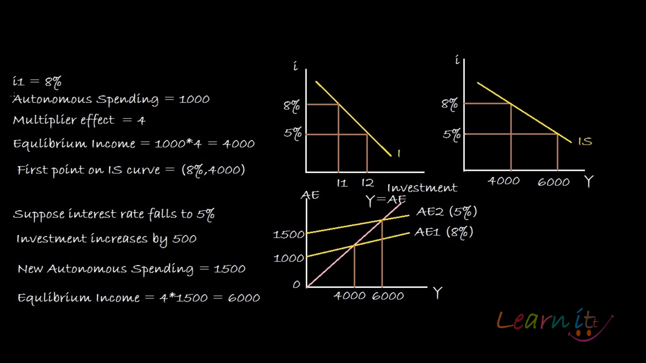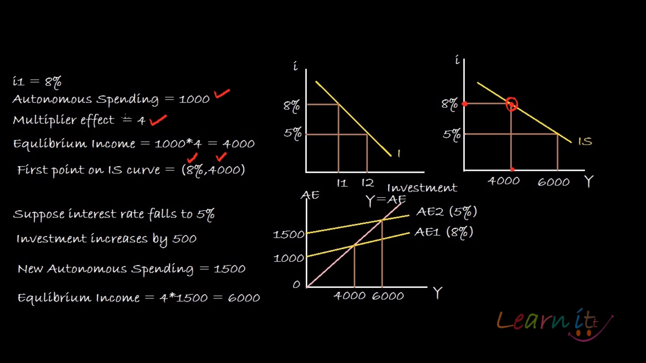So let us start with an interest rate of 8%, and say autonomous spending is 1000. Multiplier effect is 4. So what is the equilibrium level of income? The autonomous spending multiplied by the multiplier. This is the equilibrium level of income, which is 4000. Fine. So this is the first point on the IS curve. The IS curve shows the combinations of interest rates and income. So this 8% and 4000 is the first point on the IS curve.